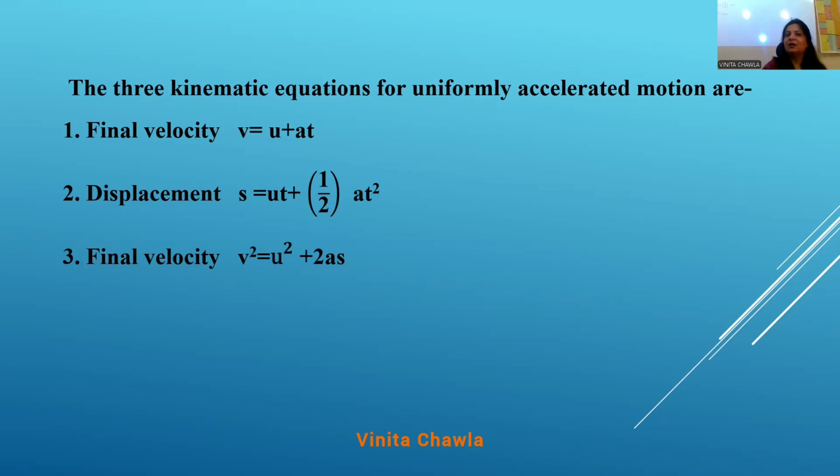So these are the three kinematic equations that we'll be studying. We are going to derive these equations. In today's session, we are going to derive these three equations. Okay, so it's v is equal to u plus at, s is equal to ut plus half at square, and v square is equal to u square plus 2as. So let's assume a situation. Suppose initially we have an object.